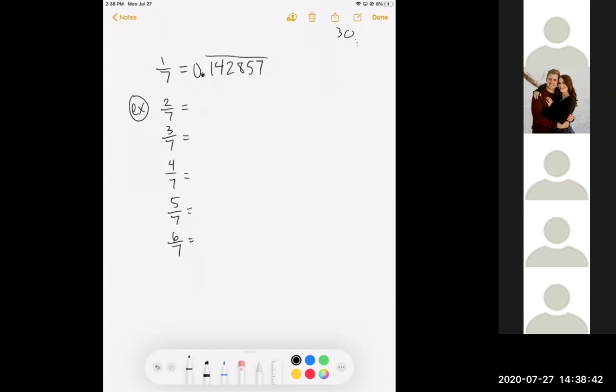Dr. B, for 3 sevens, I got 0.428571429. Okay. Next person, shout out what you got. I have 2 sevens. Okay. And it's 0.285714 repeating. Okay. Yes. Okay, great. 4 sevens. Who had 4 sevens? I did. Okay. It's 0.57142857 repeating.